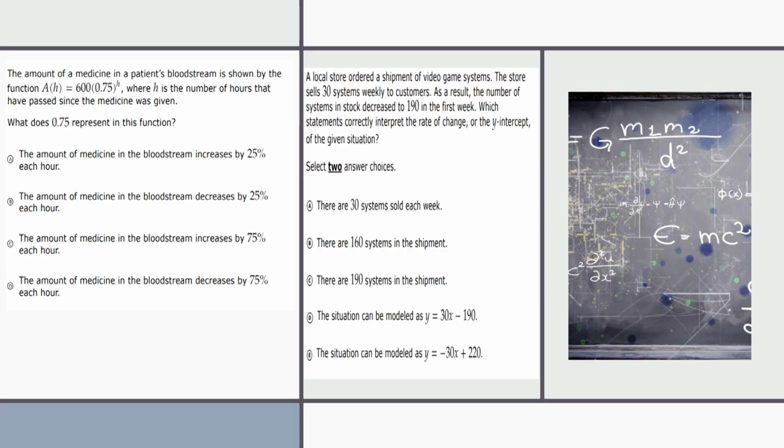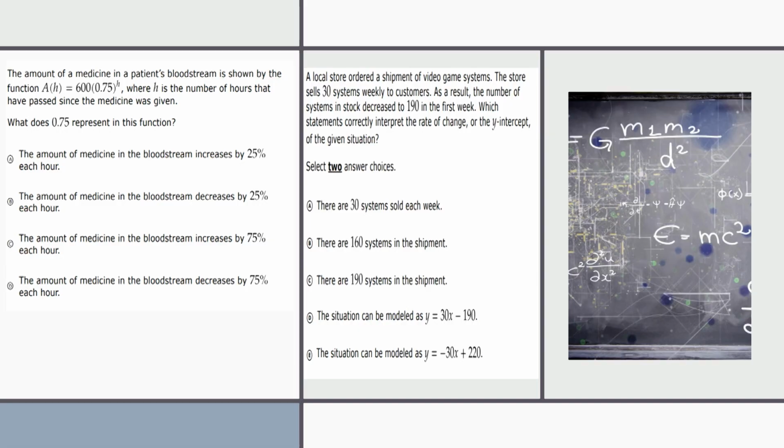Medicine and a local store. The amount of medicine in a patient's bloodstream is shown by the function A of H equals 600 times 0.75 to the H, where H is the number of hours that have passed since the medication was given. What does 0.75 represent in this function?